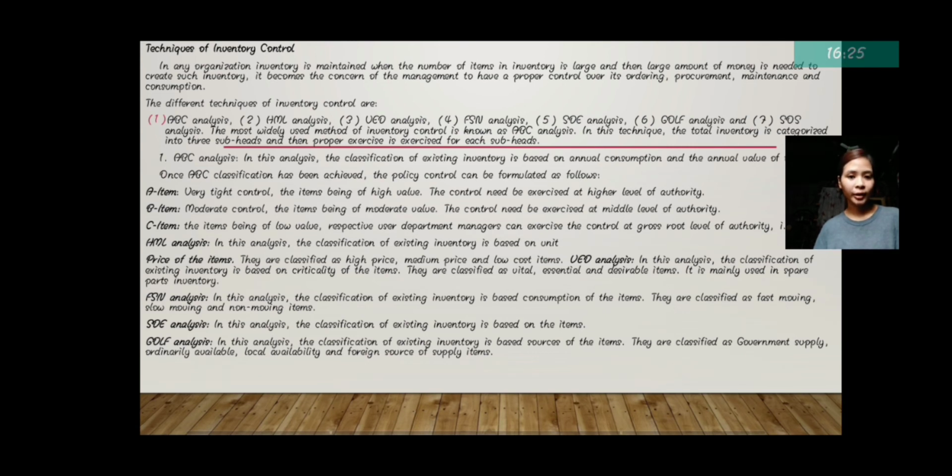The GOLF analysis. In this analysis, the classification of existing inventory is based on source of the item. They are classified as government supply, ordinary available, local availability, and source of foreign supply items. So it is based on the international source.